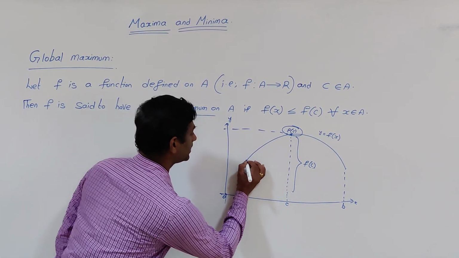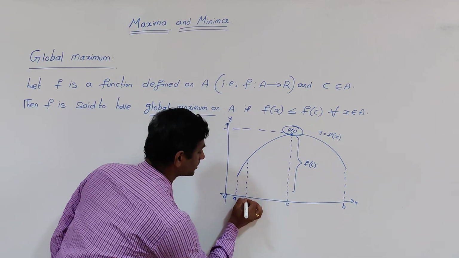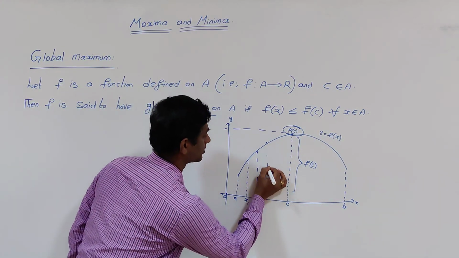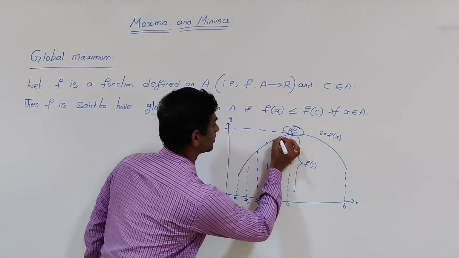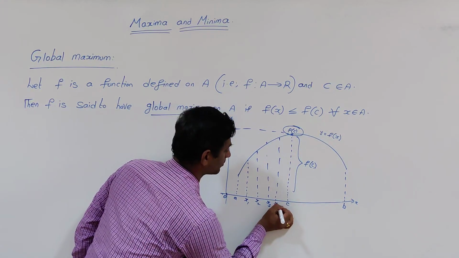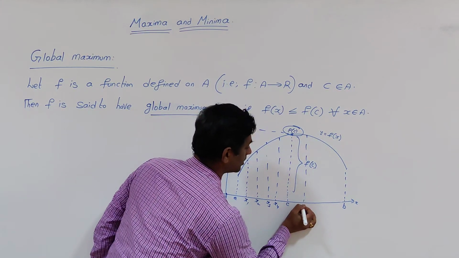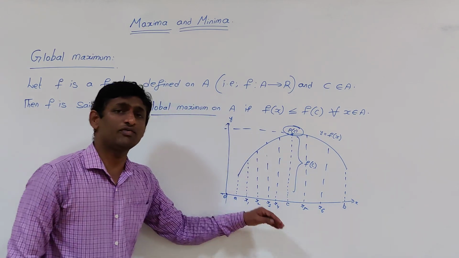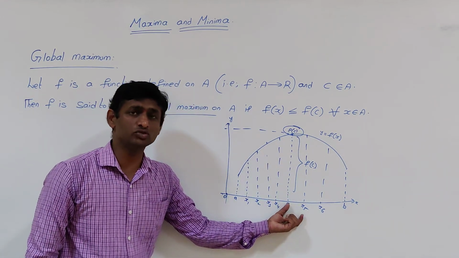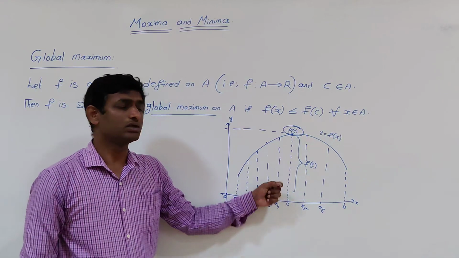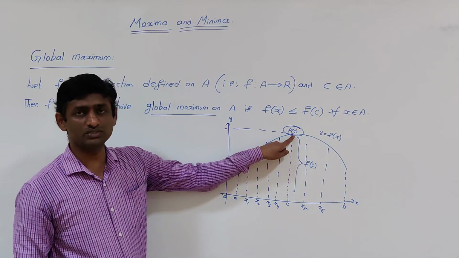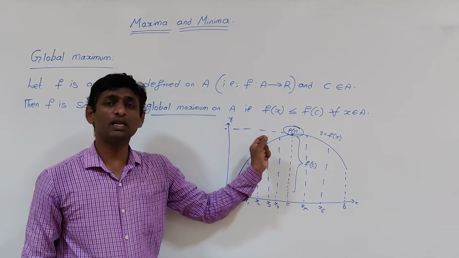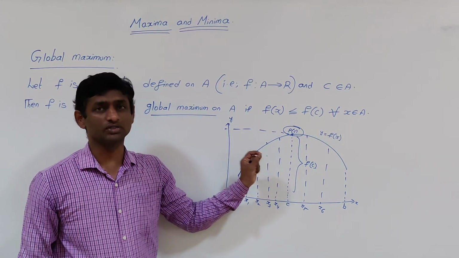Assume that there are many values, x1, x2, x3, x4, x5, x6, and so on. All the function values will be less than f of c. Then this f of c is said to be the global maximum of the function.